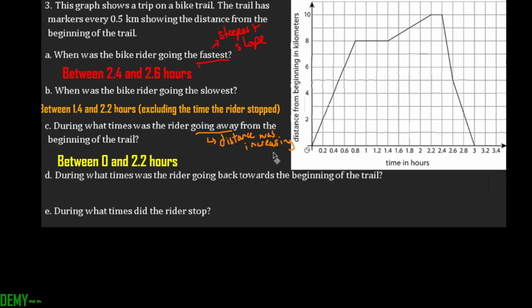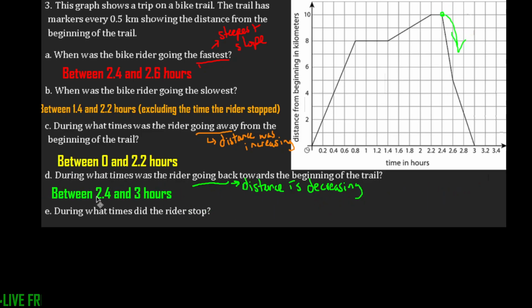the beginning. And it says for part D, what times was the rider going back towards the beginning of the trail? So I'm going to flip that and say if they're going back, that just means the distance is decreasing, meaning our y value is going down. So that's from this point going down. And so that's going to be from the point 2.4 the whole way to 3 hours.